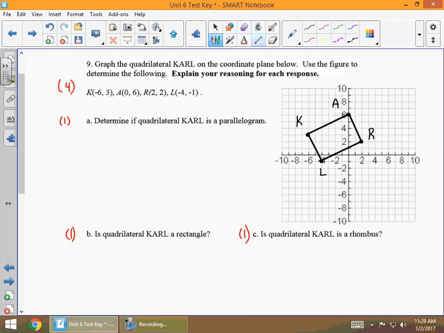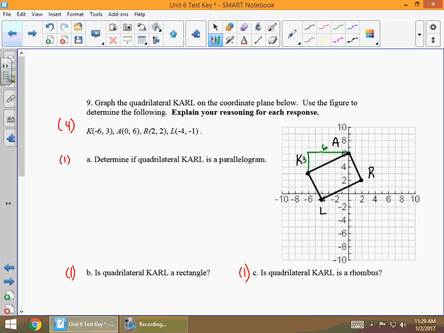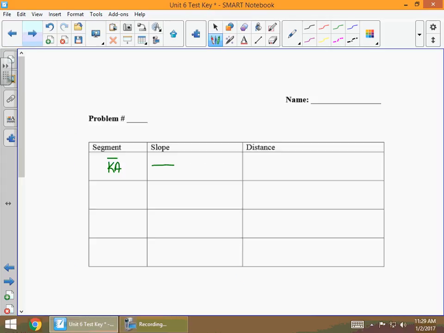And now I'm going to use different colors, and I'm actually going to flip back and forth to another page as well. So I'm going to find KA first. It looks like I'm going up 1, 2, 3. I'm going over 1, 2, 3, 4, 5, 6. I'm going up 3 and over 6. So KA is rise over run. So I'm going to jump back, rising up 3, running over 6. So rise 3, run 6, and that reduces down to 1/2.